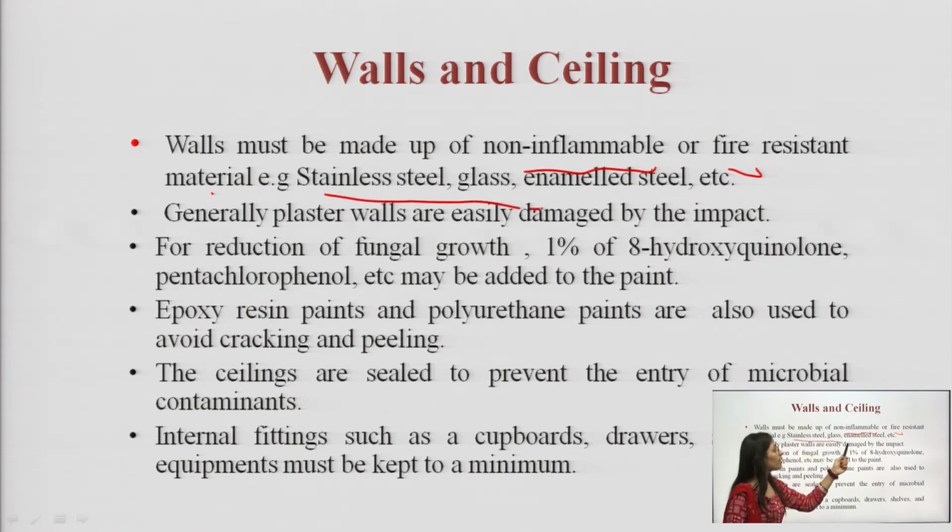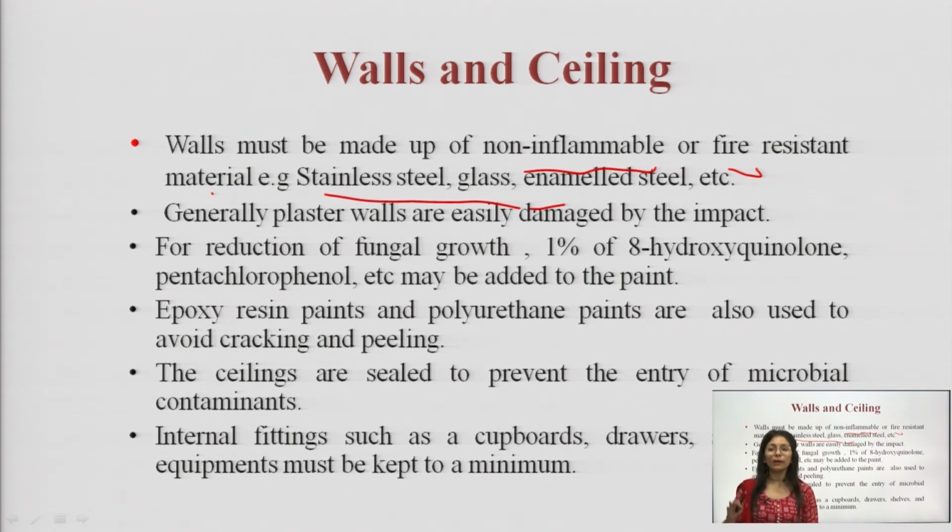For example, stainless steel, glass, enamel steel, all these things are used. Generally plaster walls are easily damaged by impact, and there is a chance of fungal growth inside the walls, which can cause fungal growth in our product. So, for prevention of fungal growth, 1% of 8-hydroxyquinoline, pentachlorophenol, etc. may be added to the paint.